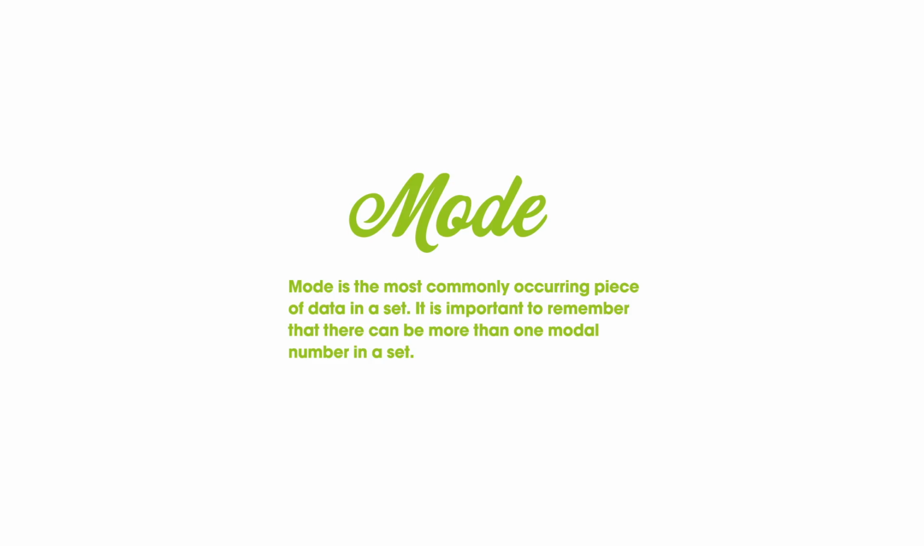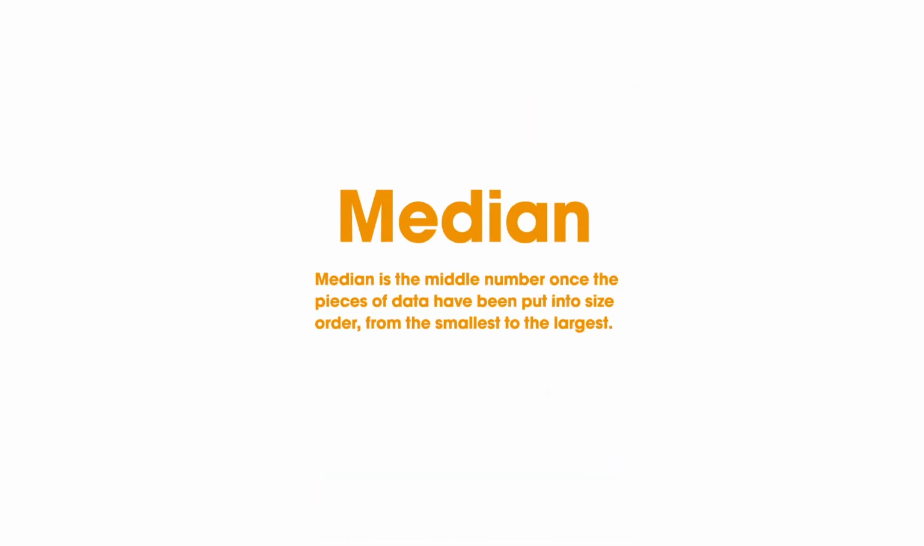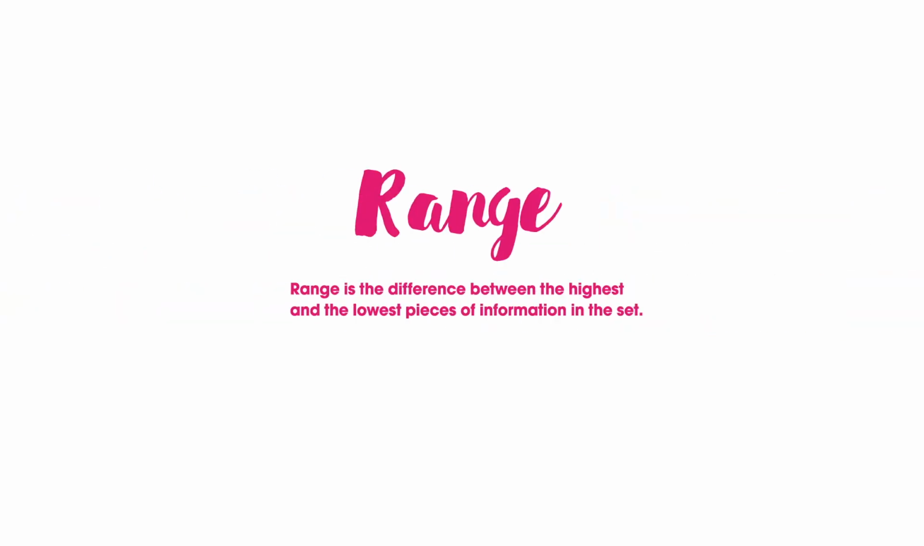It is important to remember that there can be more than one modal number in a set. Median is the middle number once the pieces of data have been put into size order from the smallest to the largest. Range is the difference between the highest and the lowest pieces of information in the set.